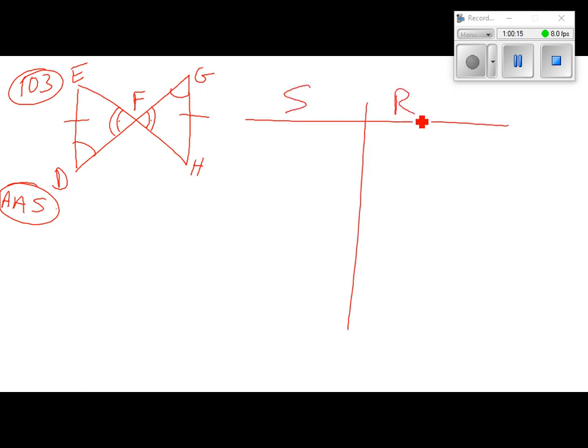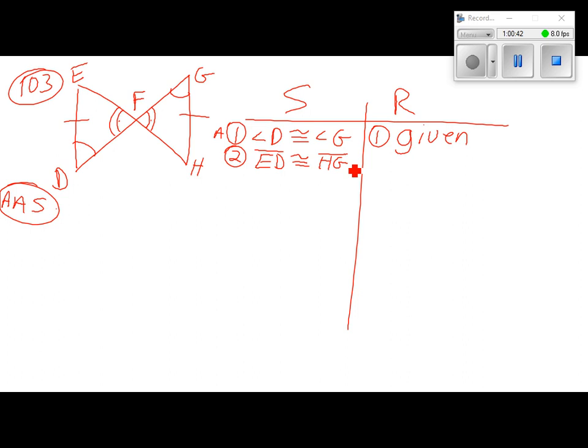Statements, reasons. What's our first statement going to be? Angle B is congruent to angle G. Angle D is congruent to angle G? Given. That was given. And I usually put a little A out here to remind me of that. Then what? Segment ED is congruent to segment HG. How do I know that? Given. That was given. I put a little S out here.